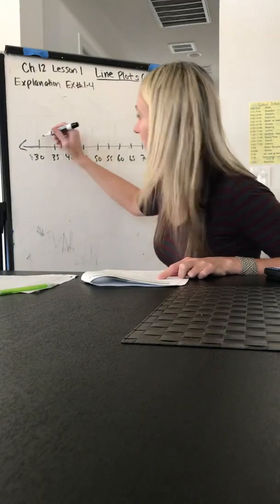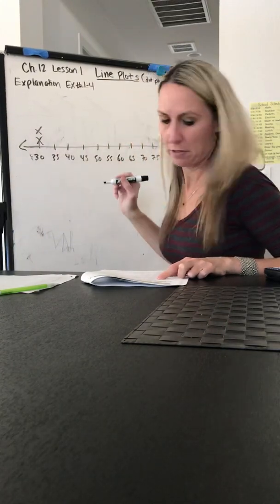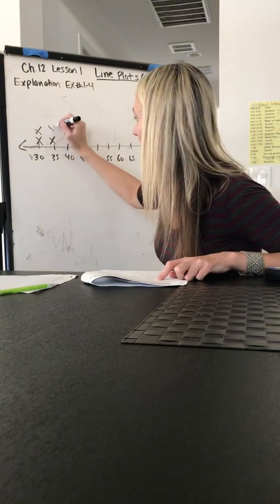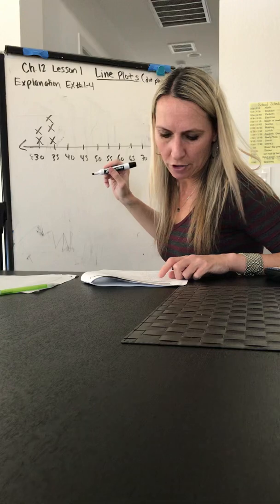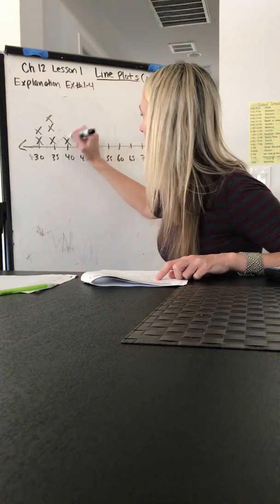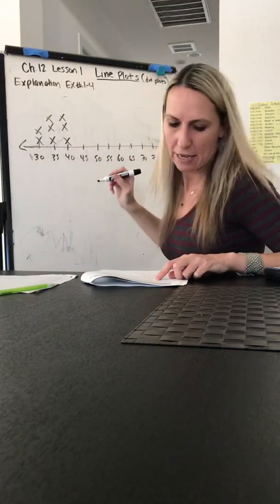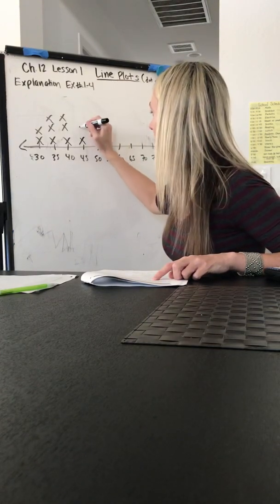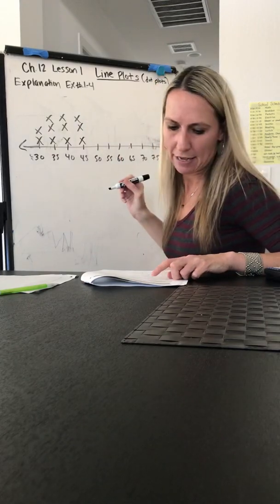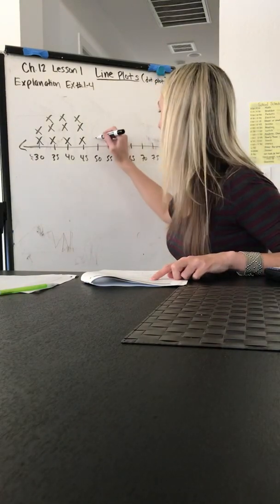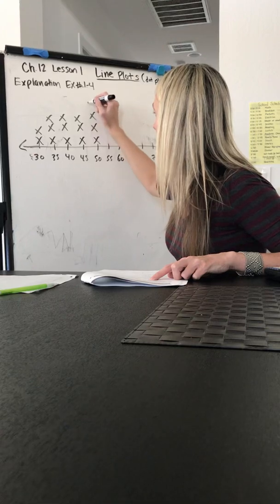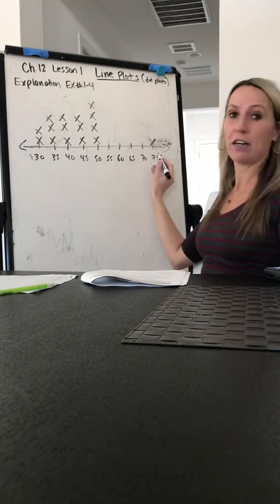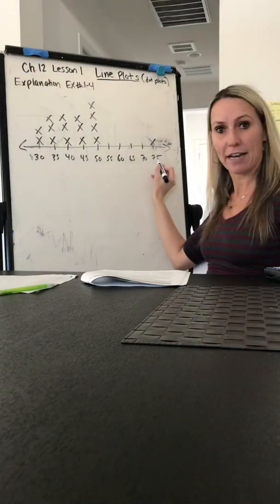Okay, so there were 2 hats that were $30. There were 3 hats that were $35. 1, 2, 3. There were also 3 hats that were $40. 1, 2, 3. And $45 also, there were 3 hats that cost $45. And $50, there were 4. So 1, 2, 3, 4. That was the mode. And then there's 1 hat that was really expensive that cost $75. So hopefully you can see that this is the outlier.